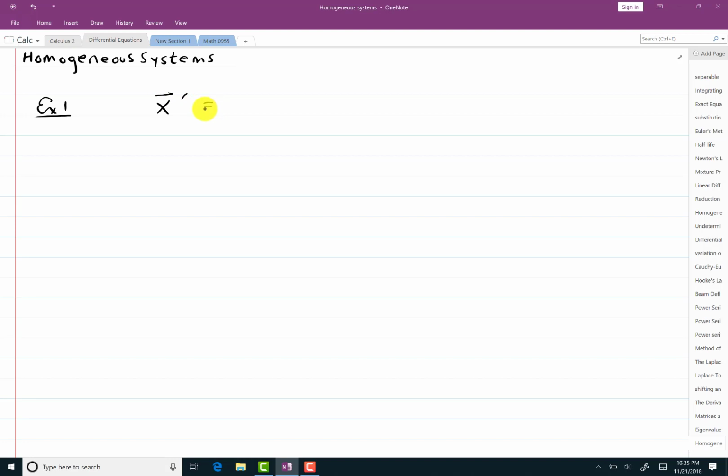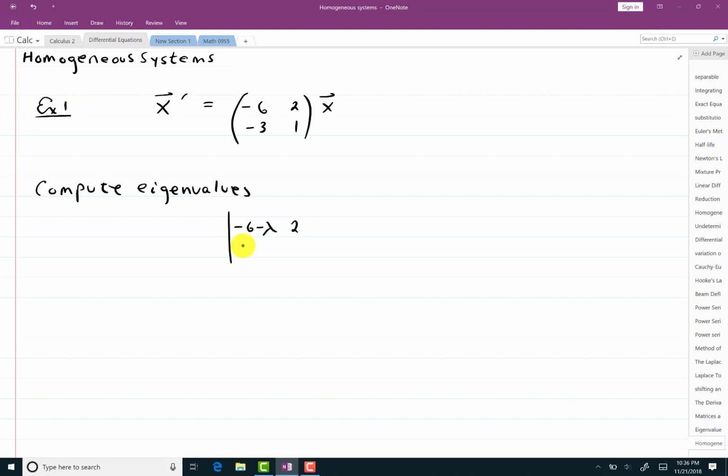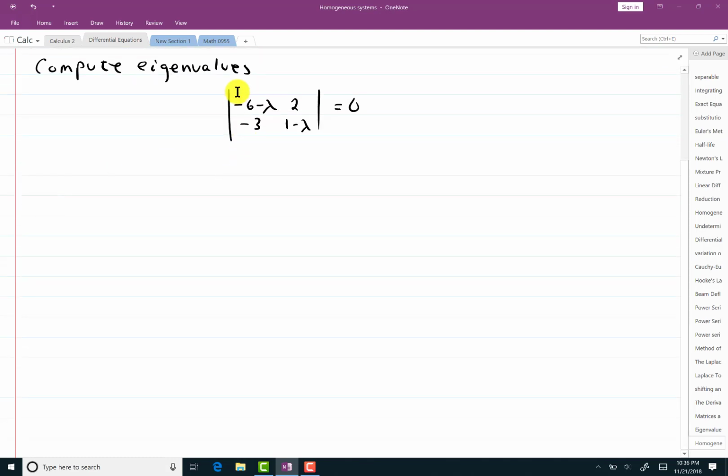So let's start with a system of 2 by 2. I have negative 6, 2, negative 3, 1, and that's times x arrow. First thing we do is compute the eigenvalues. And that's setting this determinant equal to 0, negative 6 minus lambda, 2, negative 3, 1 minus lambda. That determinant set equal to 0. Go ahead and solve by cross multiplying.